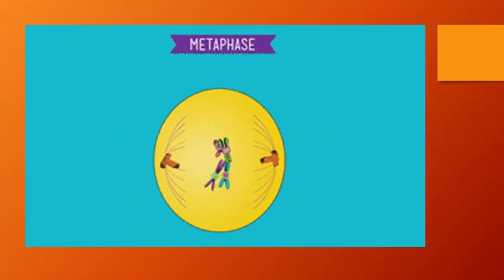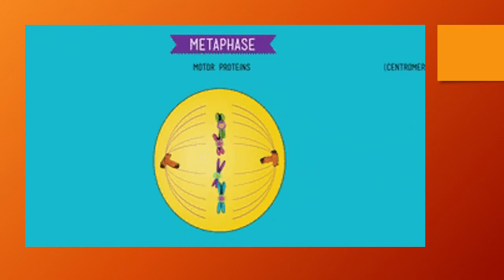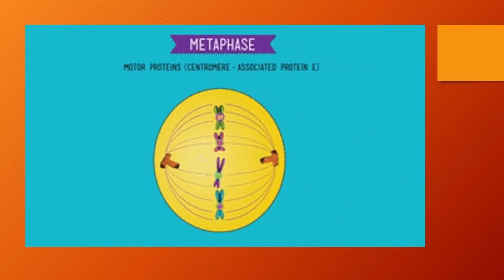The second phase of mitosis is metaphase, which lasts only a few minutes. In metaphase, the chromosomes line up across the center of the cell. Microtubules connect the centromere of each chromosome to the two poles of the spindle.